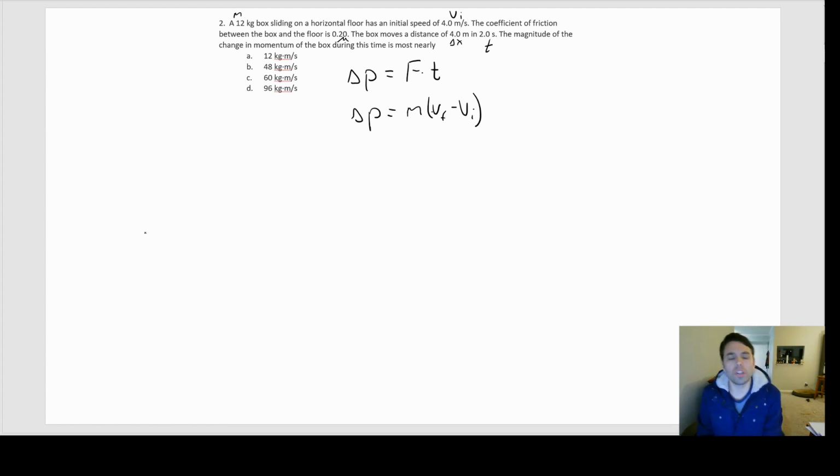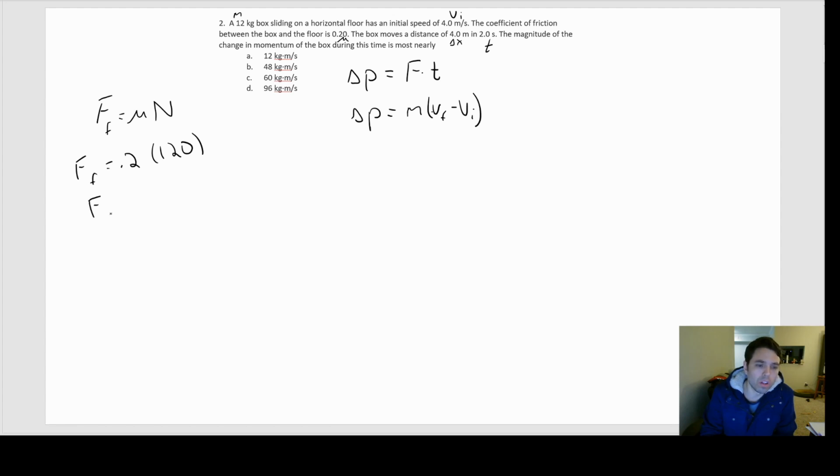What's the force of friction? The only force on this object that is actually doing work is the force of friction, right? Normal force and gravity cancel each other out. So force of friction is mu times the normal force. This is a horizontal floor, which means that the normal force up is the same as the weight down. Well, this is a 12 kilogram block, so its weight is 120 newtons, which means the normal force is also 120 newtons. So it's 120 newtons times the coefficient of friction 0.2. That's going to be a force of friction of, and I can't do math in my head, so I'll punch it in, 24 newtons.